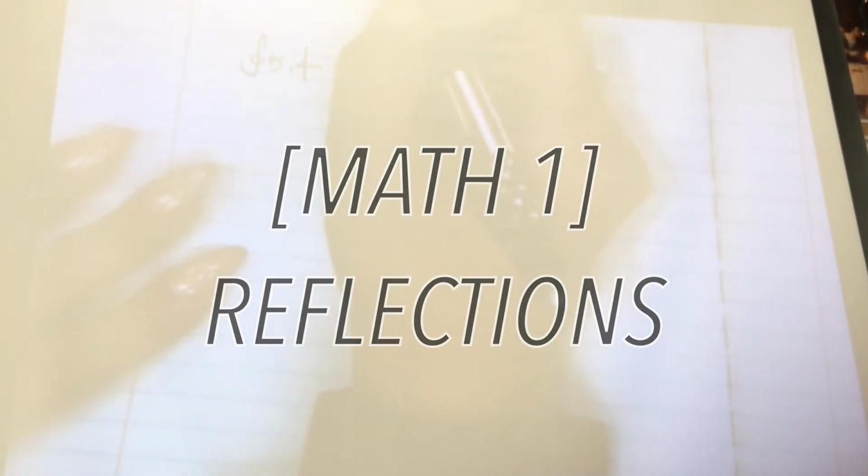This is section 5.4, reflections. Tonight's homework is chapter 5, page 27. We're going to do numbers 156 through 165. Pardon me, 163.